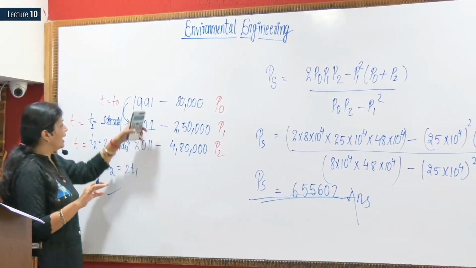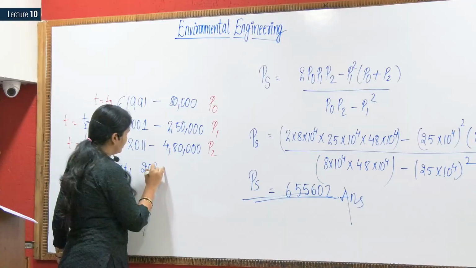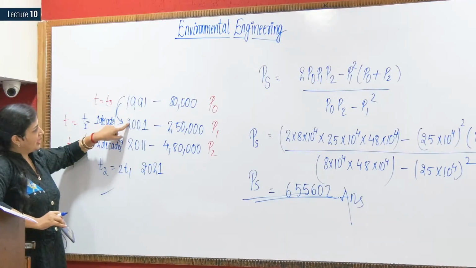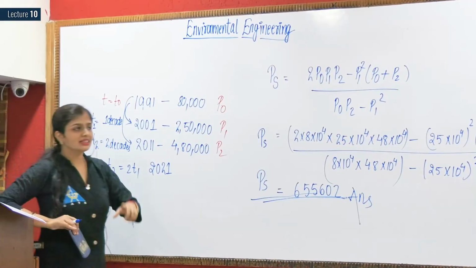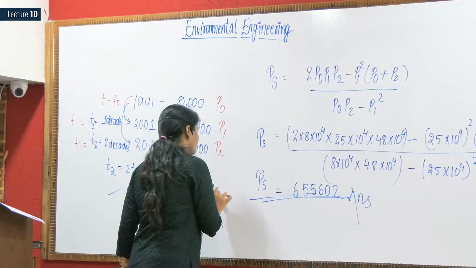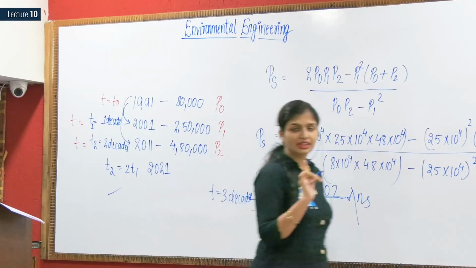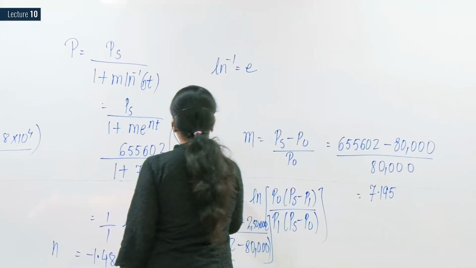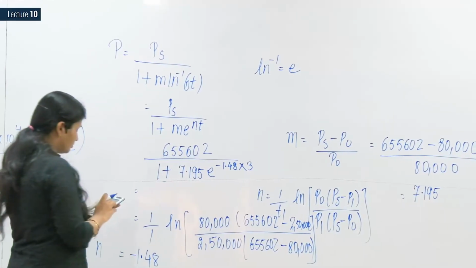So from 1991 to 2021, how many decades are there? 1 decade, then 2 decades, and then 3 decades. That means this t will be 3 decades. So you will substitute 3 here, where it is here, and you will get the answer. So solve this.